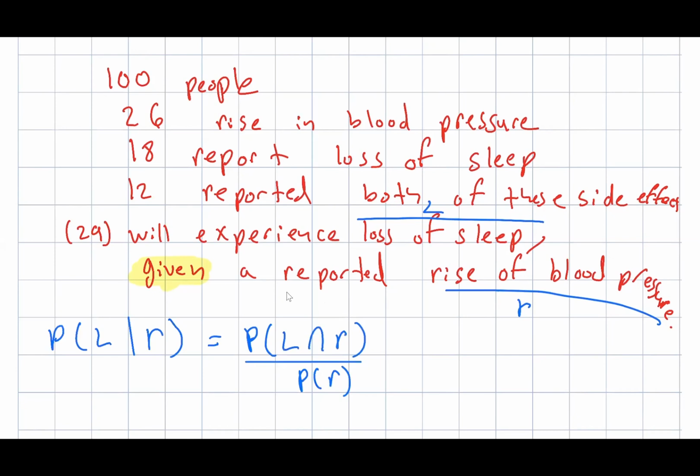All right, so let's go ahead and find the top. If you look at the top, it says find the probability of loss of sleep and rise of blood pressure. So these are people who are suffering from both side effects. If you look at my labeling, I put 12 reported both of these side effects. So you put 12 out of 100.